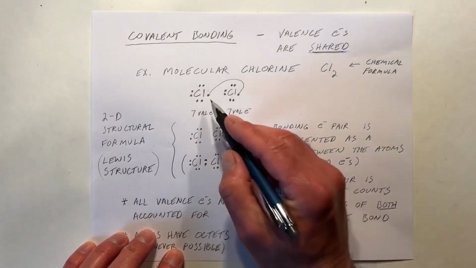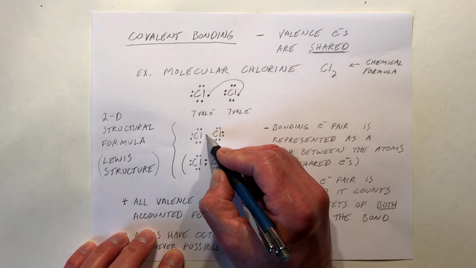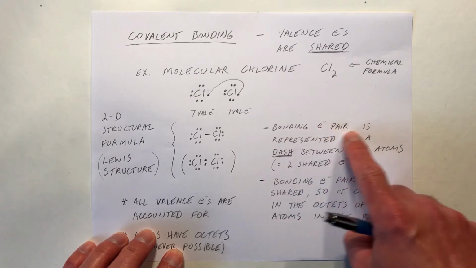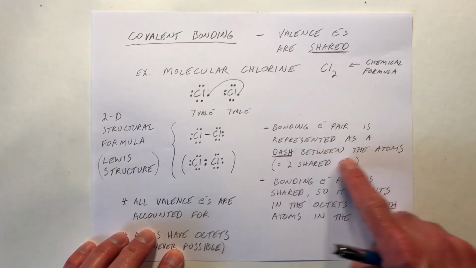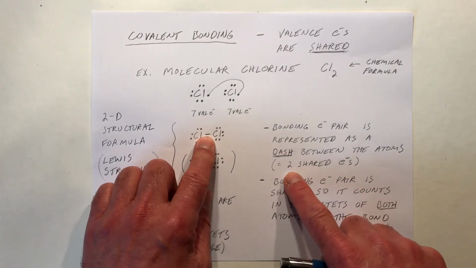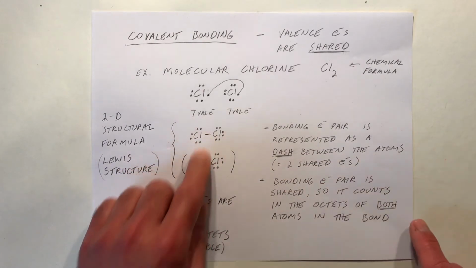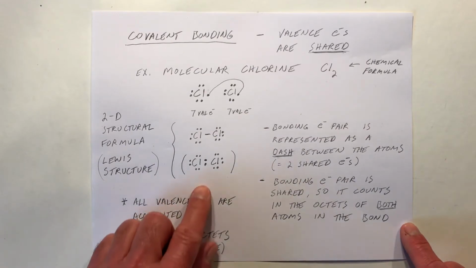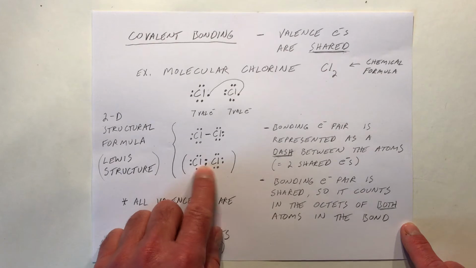When we do that, the 2 electrons that are connected are represented with a dashed line. We can say that the bonding electron pair is represented as a dash between the atoms. That dash right here represents 2 electrons that are being shared between the atoms. Another way to represent it, and it's not very commonly done, is to just use 2 dots between the atoms.